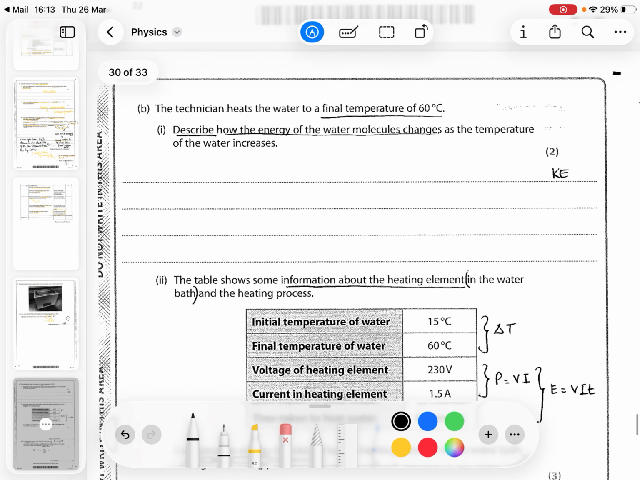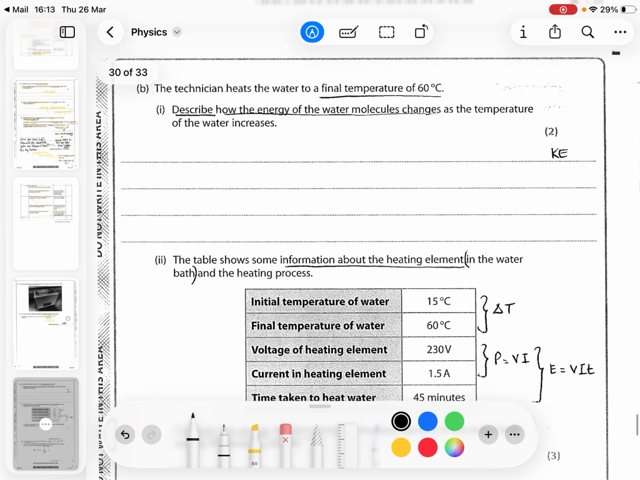So this is about specific heat capacity, this question. So you can see the solids, liquids and gases. The technician heats the water to a final temperature of 60 degrees. Was it 15 before? So it's gone up. The temperature difference is given to you here as 45 degrees centigrade or Kelvin. 1 degree centigrade is equal to 1 Kelvin.